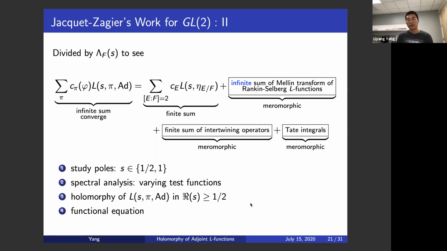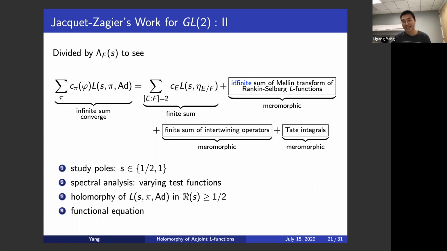So if you want to generalize their approach to higher rank cases, you will have a lot of barriers. For example, this part is an infinite sum of Mellin transforms of some Rankin-Selberg L-functions, whereas in Jacquet and Zagier's work, they just treat it as a finite sum. So the convergence would be a problem. You can overcome this by using some sort of regularization.